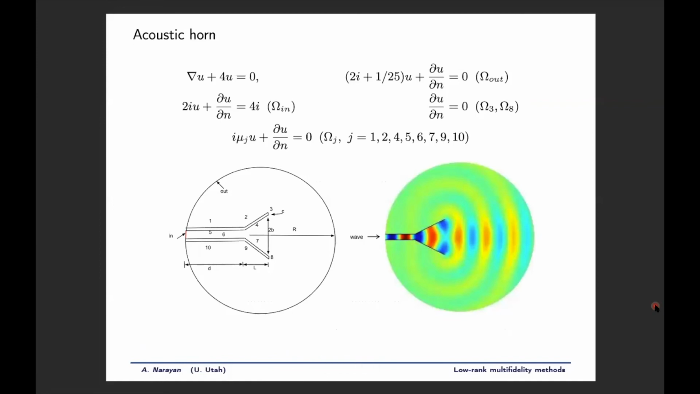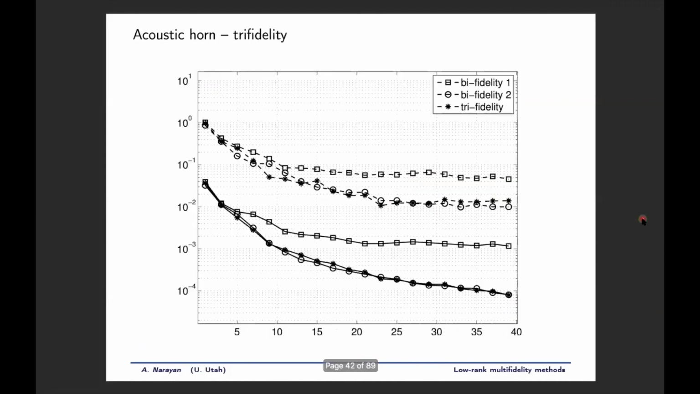We can do things on acoustic horns, same idea here. There are 8 parameters. This is the Helmholtz equation. I think we've covered this, so I'm going to skip over that.